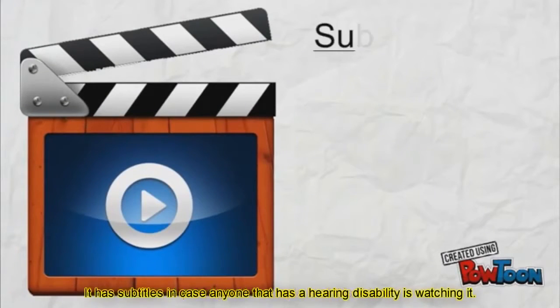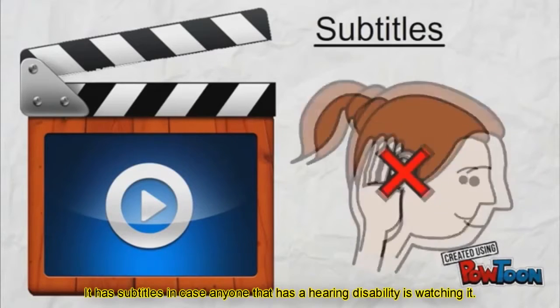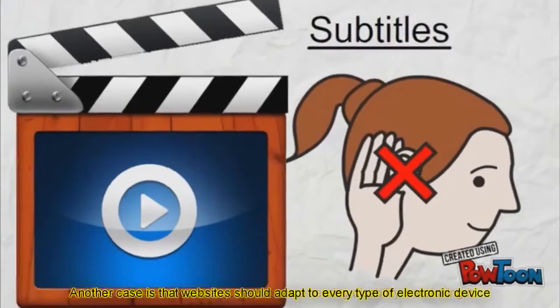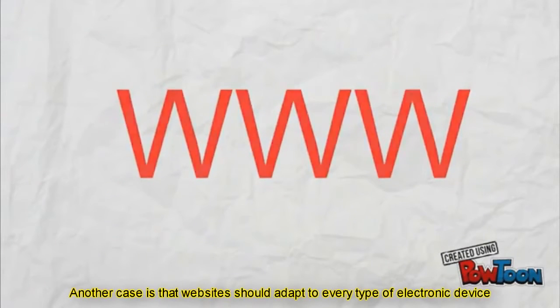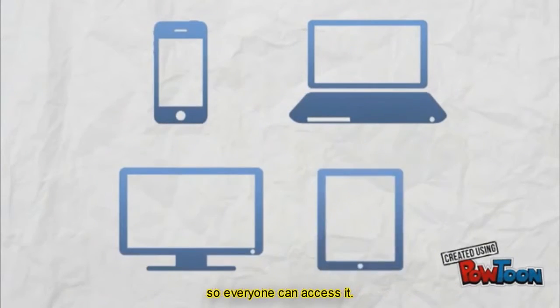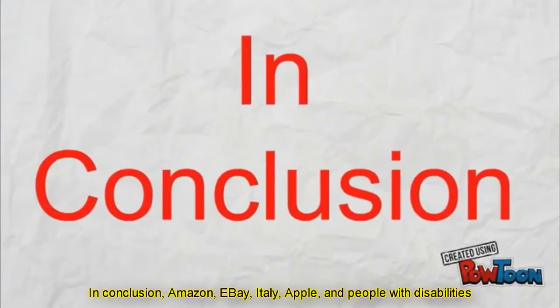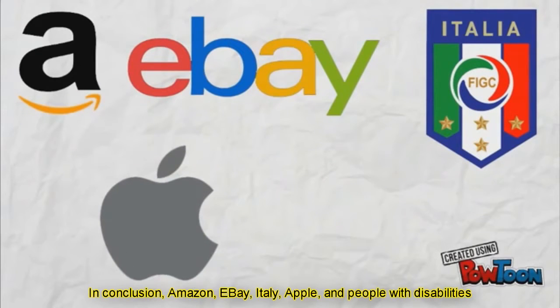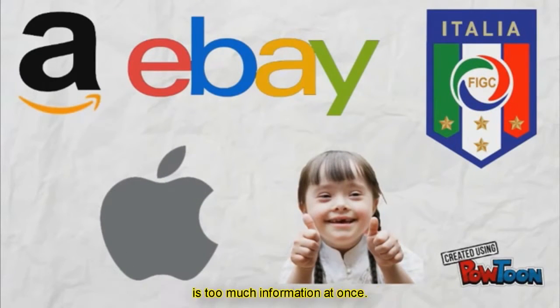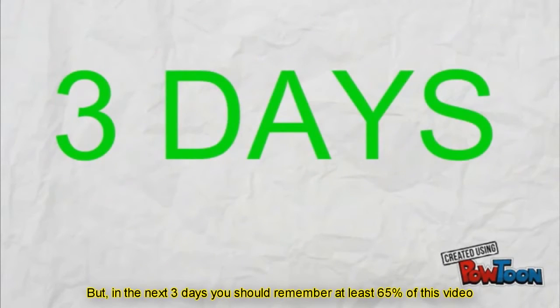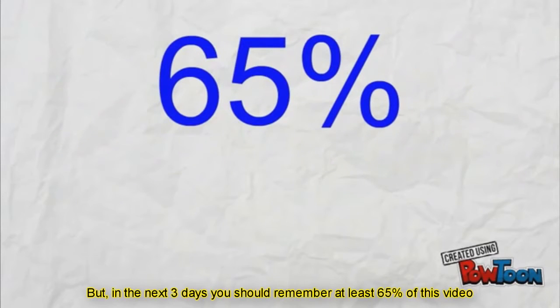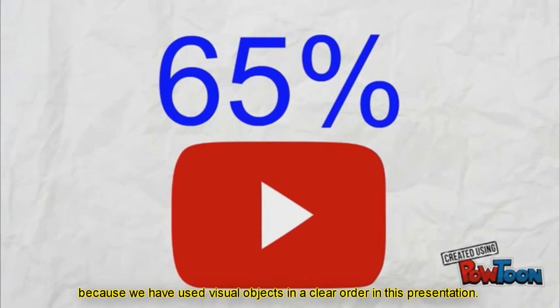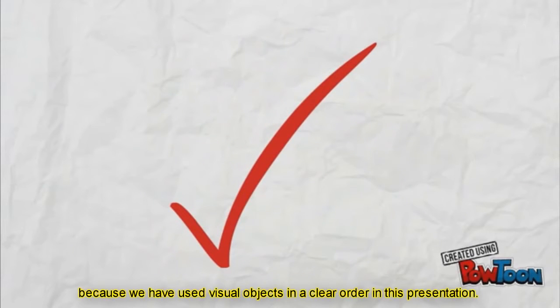A paradigmatic example is this video. It has subtitles in case anyone that has a hearing disability is watching it. Another case is that websites should adapt to every type of electronic device so everyone can access it. In conclusion, Amazon, eBay, Italy, Apple, and people with disabilities is too much information at once. But in the next 3 days, you should remember at least 65% of this video because we have used visual objects in a clear order in this presentation.